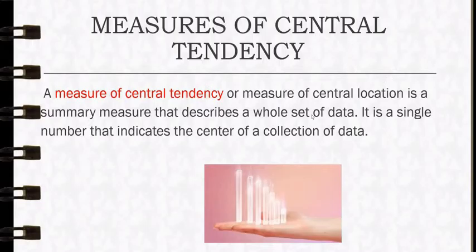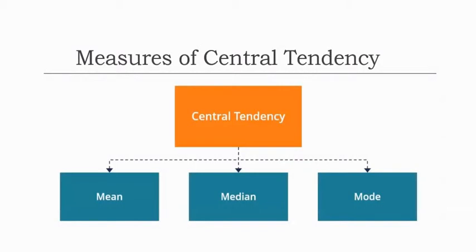Anyone? So when you say measures of central tendency, this is what we call the measure of central location. Okay, it's a summary measure that describes a whole set of data. It's a single number that indicates the center of a collection of data. So we say measure of central, hence central tendency. Okay, and there are 3 common measures of central location. Now we have the mean, median, and the mode. Correct. Maylene Rose, the mean, median, and the mode. The 3 M's, right?